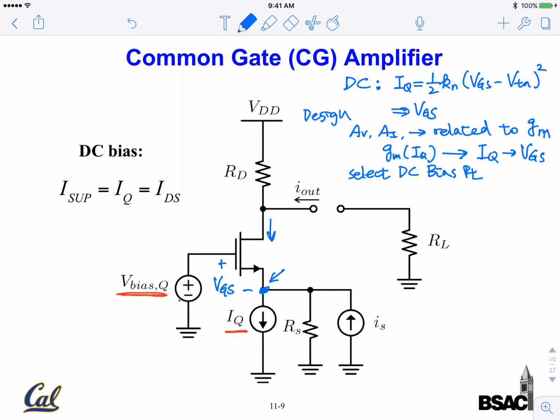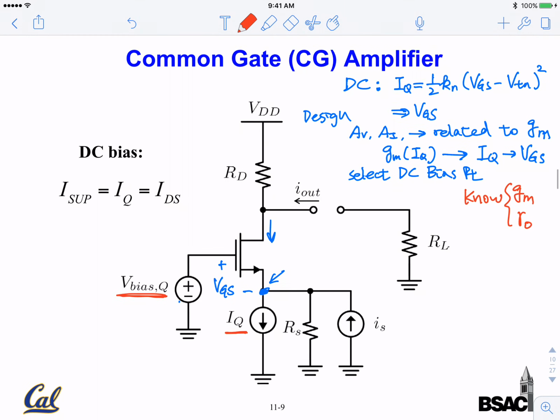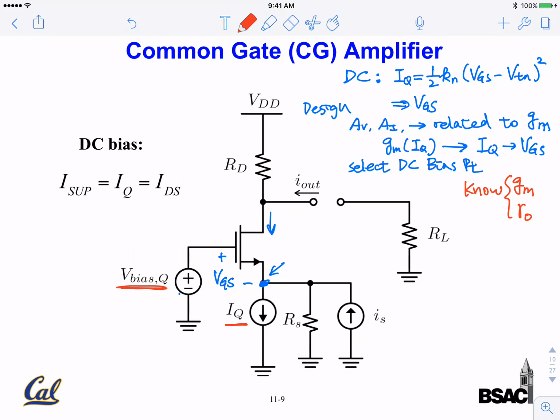So we've done all the DC analysis. We just assume we solved that. We know the GM. So now after we've done that, we know the GM already. We know R0. These are the two small signal parameters we care about. And the next step is to convert this into a small signal equivalent circuit.